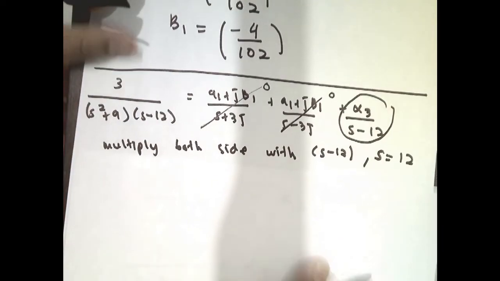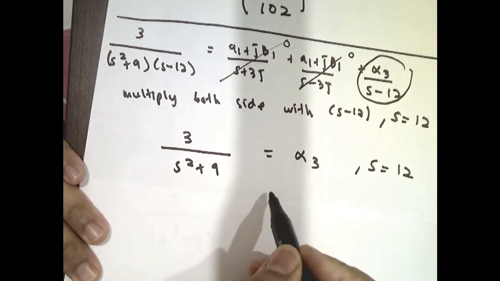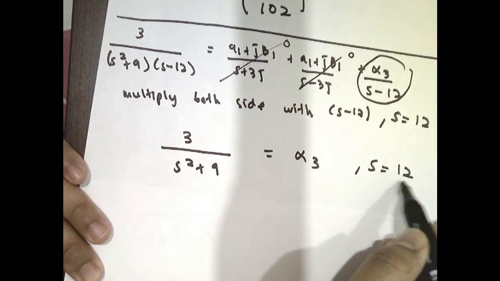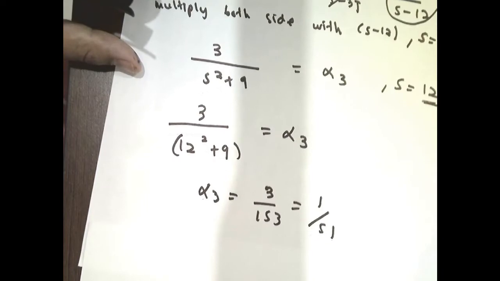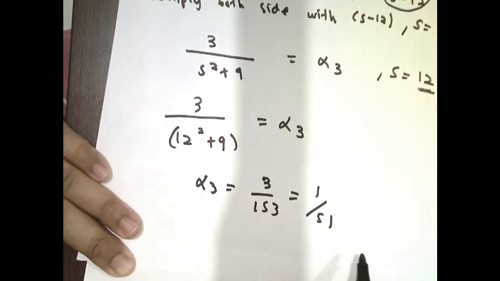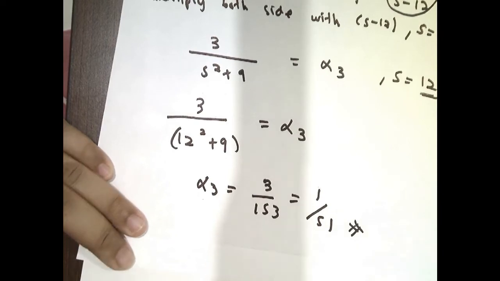So what happened? It will leave only this equation. And then substitute s equal to 12, you will get this value. So alpha 3 is equal to 1 over 51. Alright.